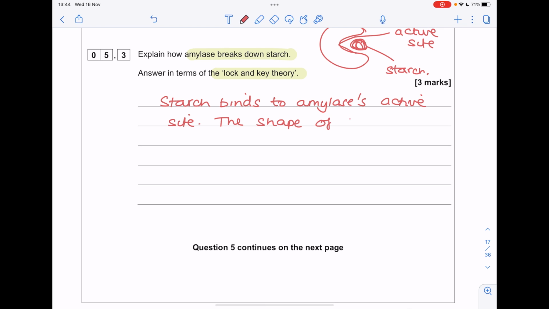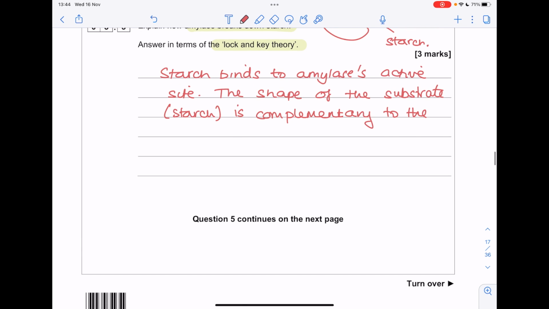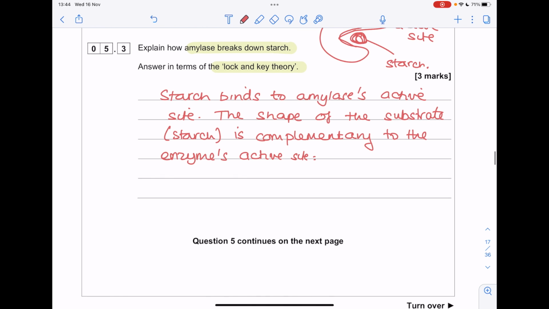The shape of the substrate, which, remember, is the starch, is complementary to the enzyme's active site. And then lastly, what happens, because it said how does amylase break down starch? Starch is digested into maltose.